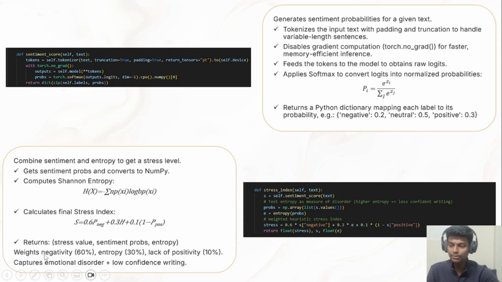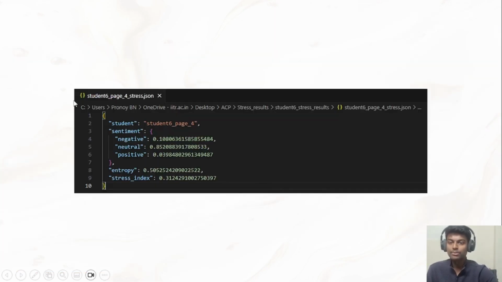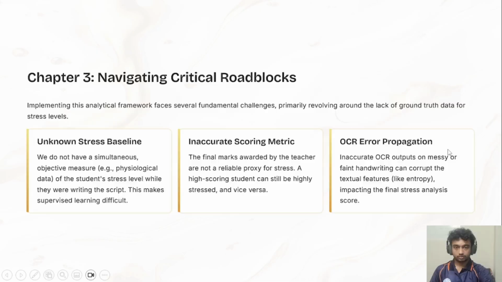We went with giving the weights as follows. We are giving negativity 60%, entropy 30%, and 1 minus positive, that is the lack of positivity, we are giving 10%. That captures emotional disorder plus low-confidence writing as well. So our output will be as follows. We can see that for student 6, page 4, negative is 0.1, neutral is 0.8, positive is 0.003. So the stress index is the weighted sum we are getting.